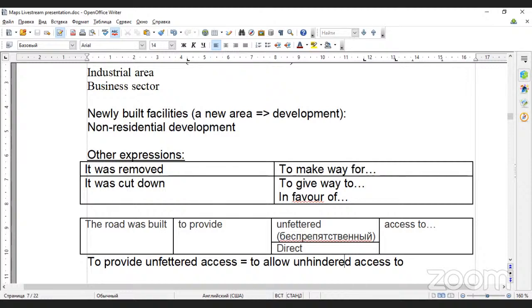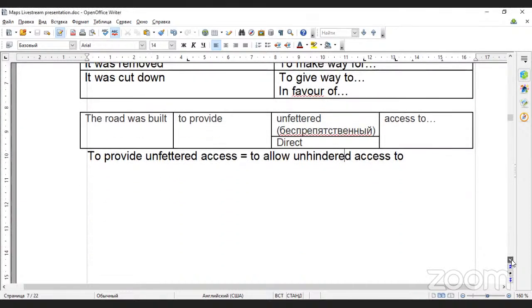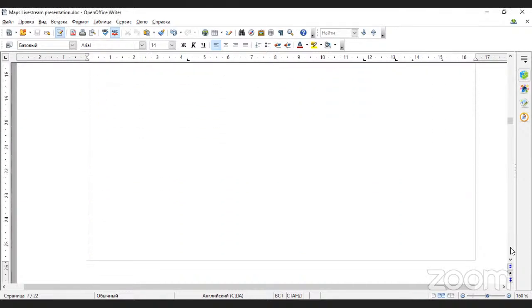All right, please put a plus in the chat box if you think that these expressions are useful for you and you want more. Okay, I will look at the chat box a bit later.